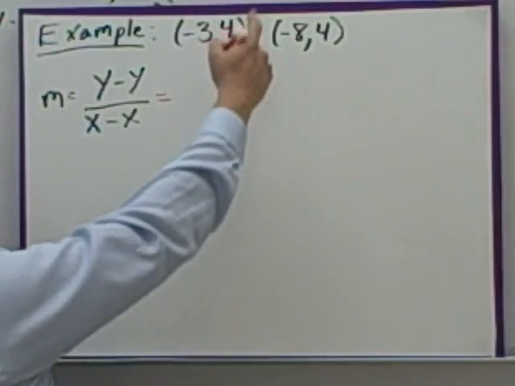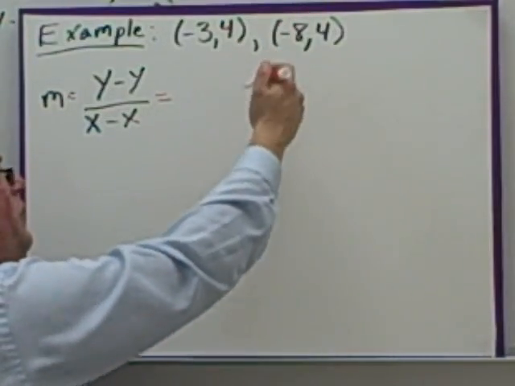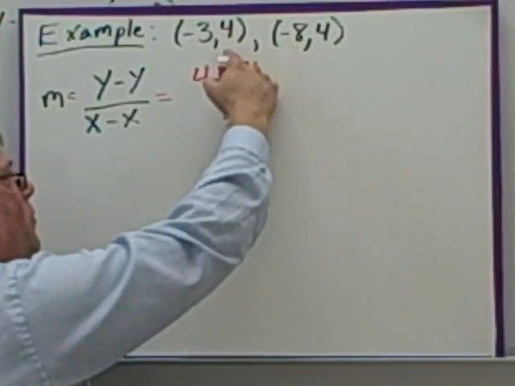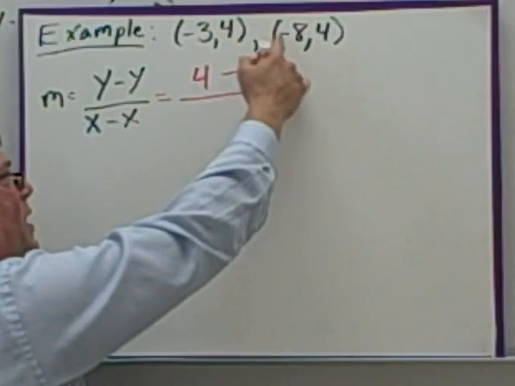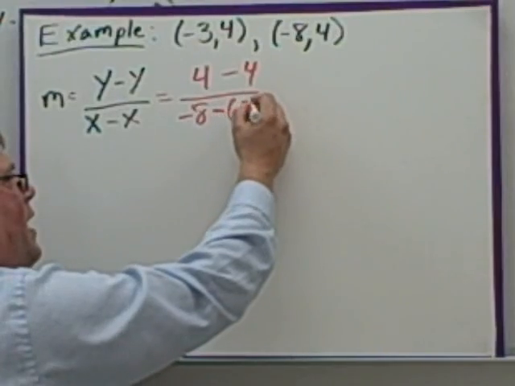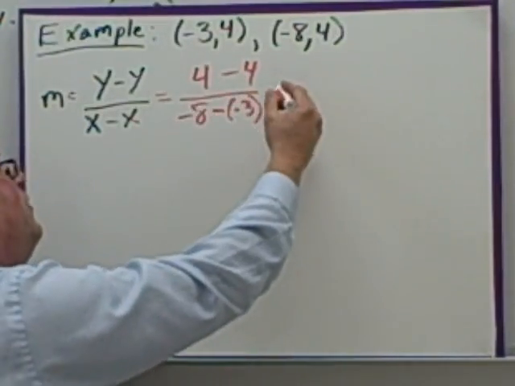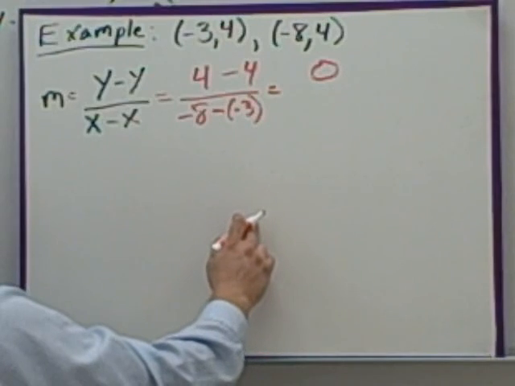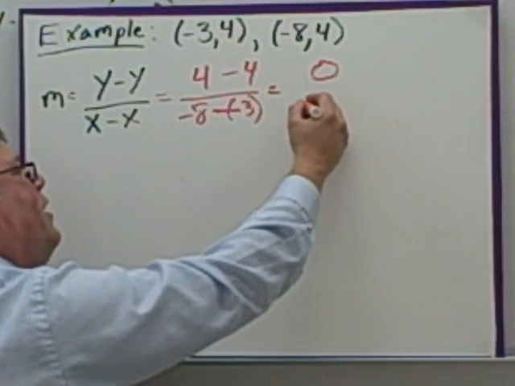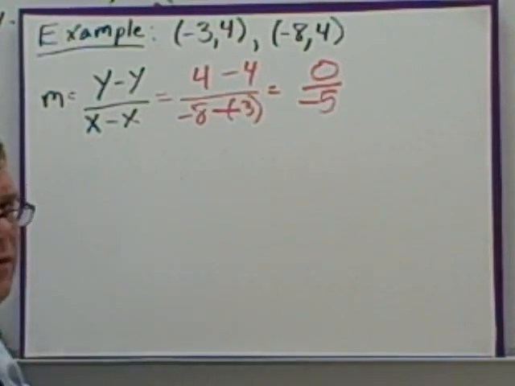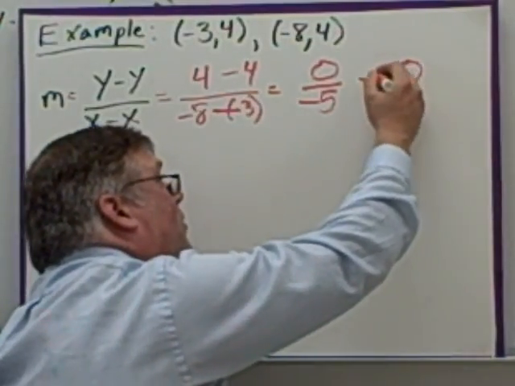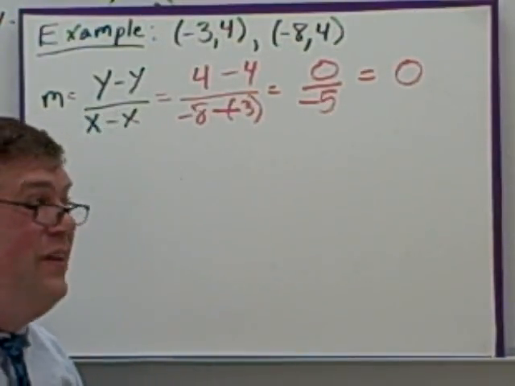All right, here we're going to work with this. This one I'll start with this point instead. So I'll work with 4 minus 4. First minus the second. Second minus the first. We do negative 8 minus a negative 3. 4 minus 4 is 0. Keep it, change it, you end up with negative 8 plus 3, which is going to give you negative 5. But 0 divided by anything is 0. So the slope is 0.